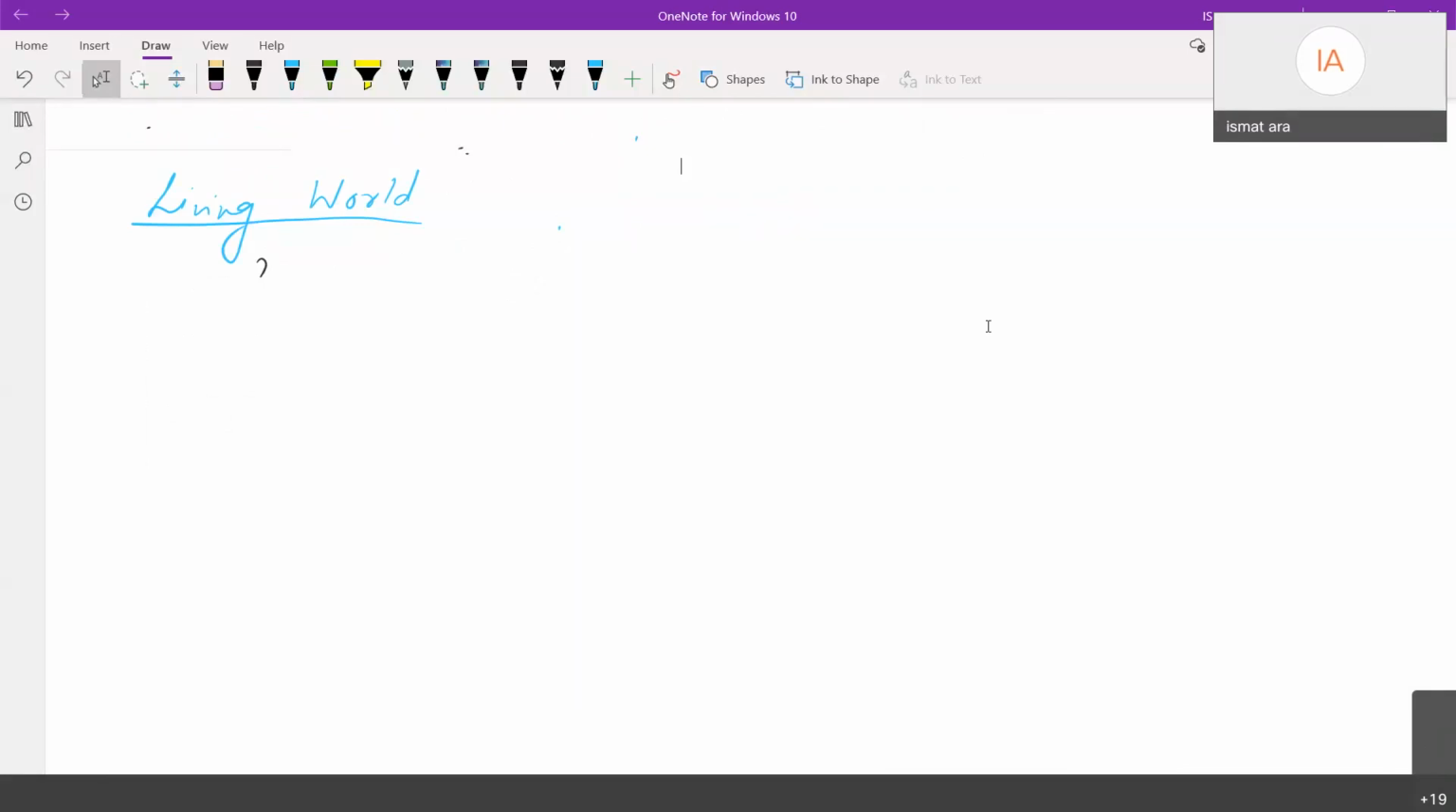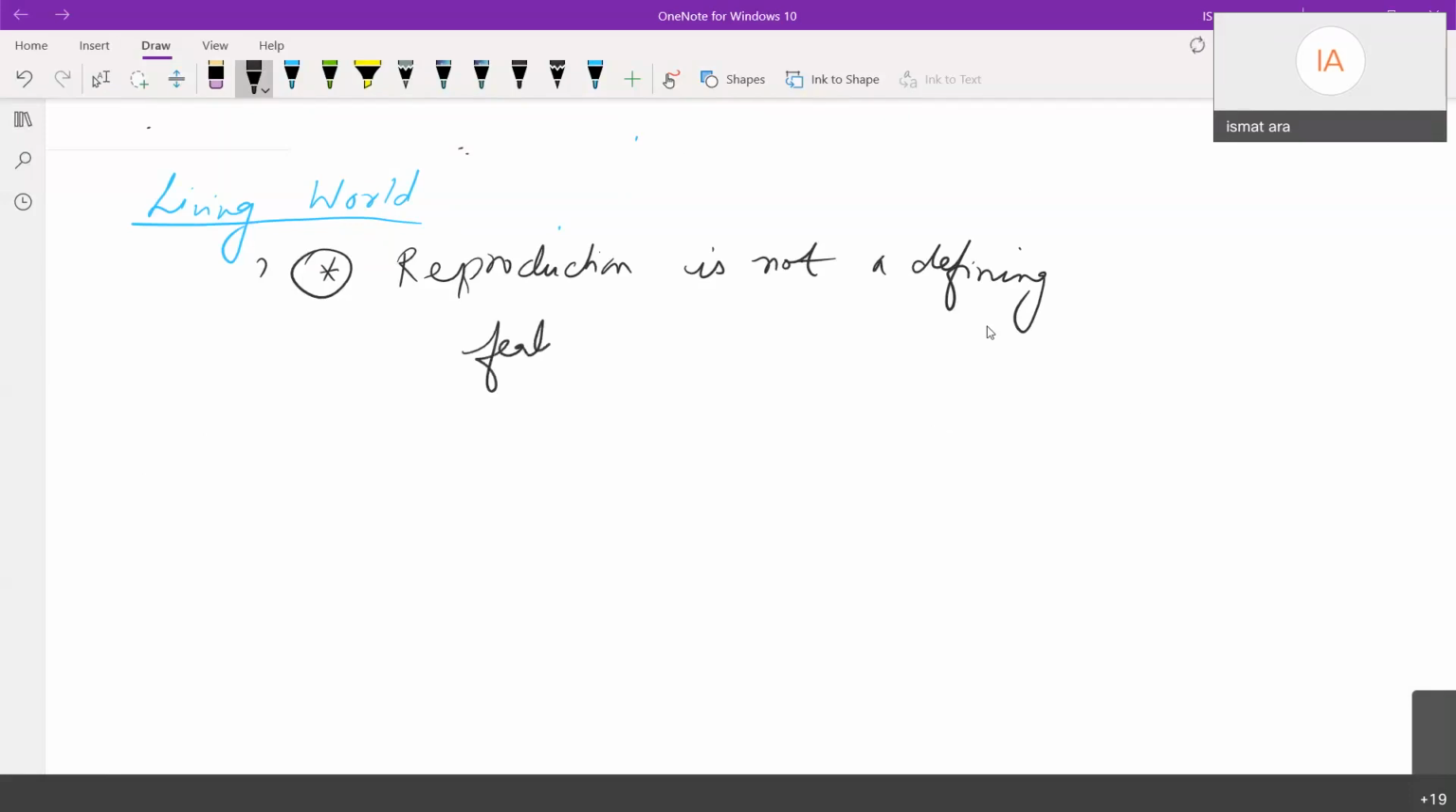What is mule? A cross. Artificial breeding has been done between donkey and horse. Their result is a mule. So reproduction is not a defining feature. Okay. Exceptions: sterile human, worker bee, and mule.